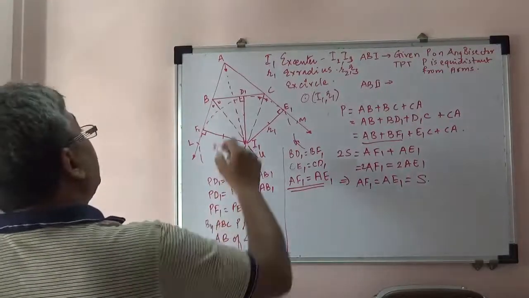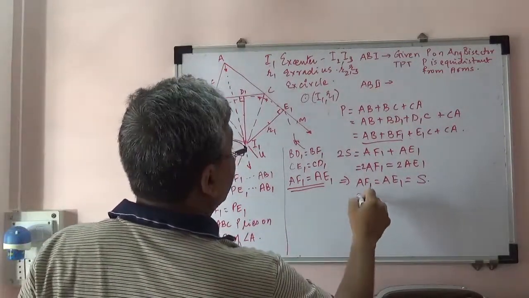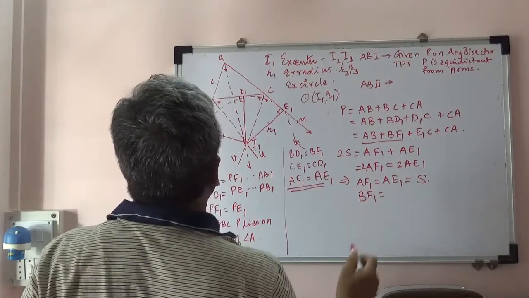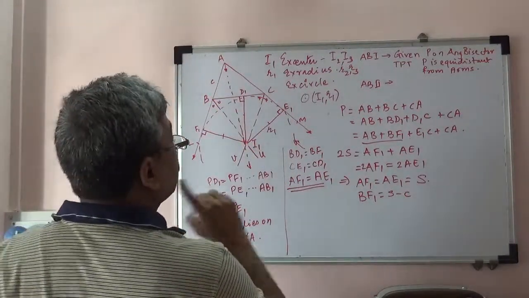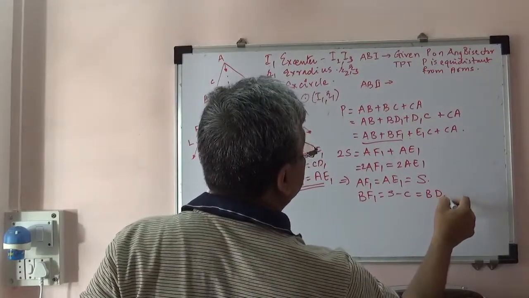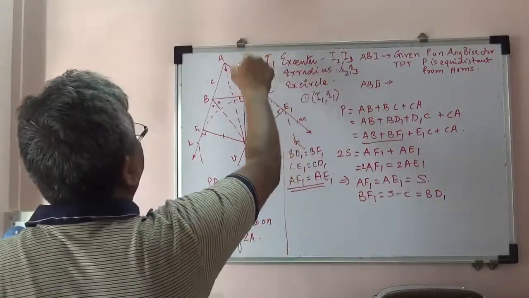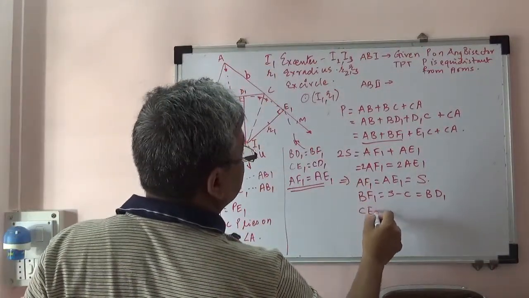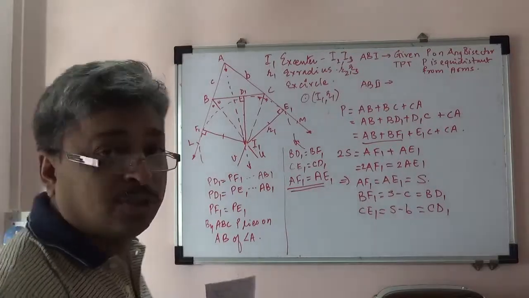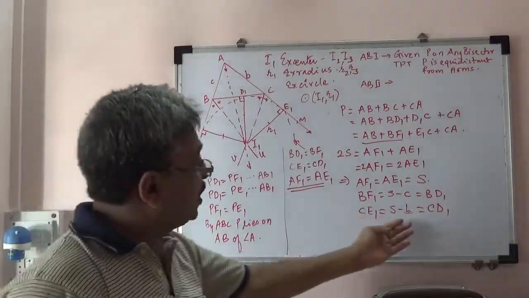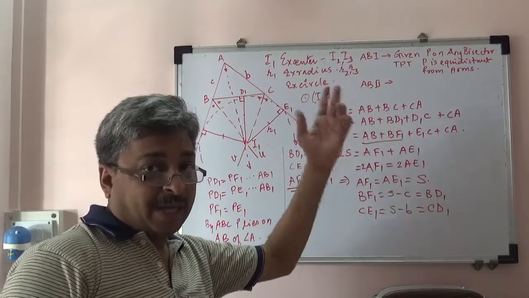Okay, so now if I look at distance AF1, which is S, out of which AB is small c, therefore I will get BF1 is equal to S minus C. But BF1 is equal to BD1, therefore this is also equal to S minus C. If I look at AC, AE1 is also S, AC is small b, therefore CE1 is equal to S minus B. But CE1 happens to be equal to CD1, therefore that is also equal to S minus B. So in this configuration, S minus B is available at two places, S minus C is available at two places, S is available at two places.